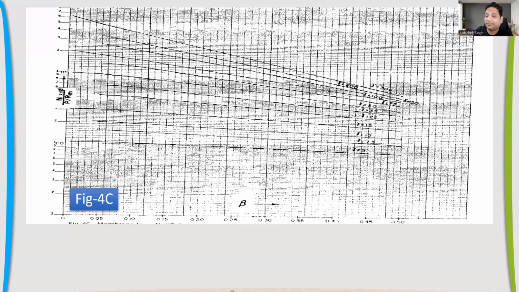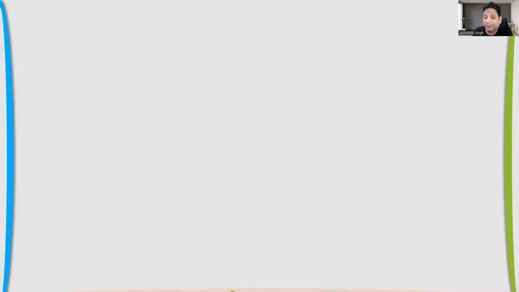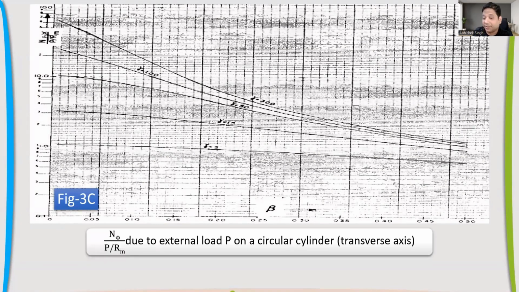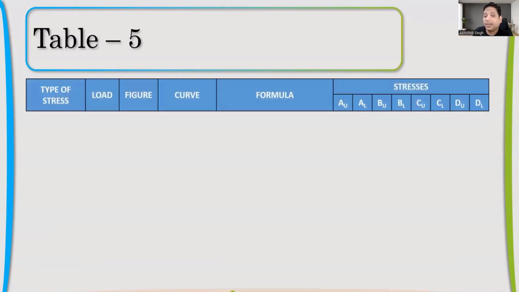Similarly, there is the other figure, Figure 3C, which we can refer to for the circumferential direction. So by referring to this, we'll get the constant. And then we'll talk about how to get it using the formula. Let us see how we'll do that. What we are trying to calculate is the circumferential membrane. The load is P. Figure 4C or 3C.